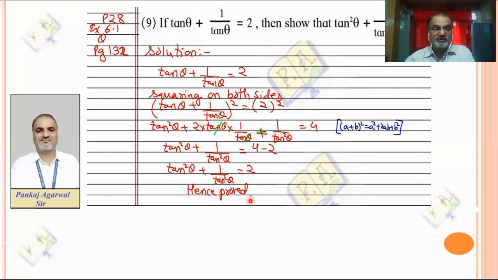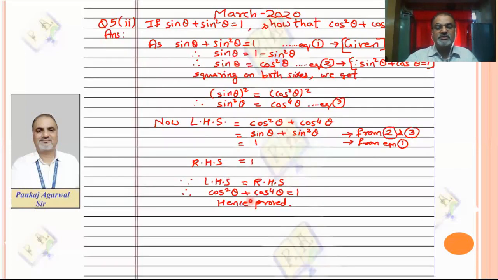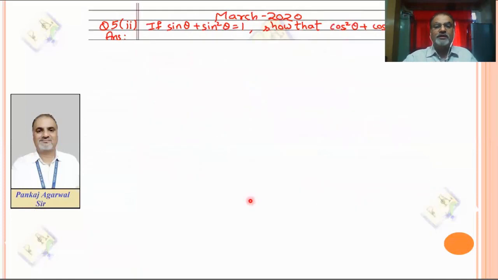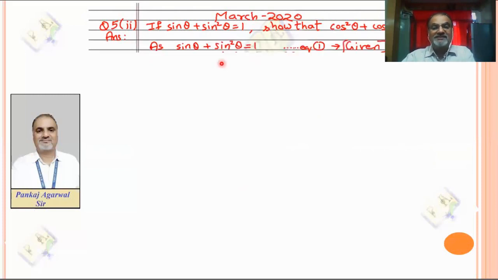Now, this was given to prove. A similar question was asked in March 2020, question number 5, sub question 2 in the March 2020 paper for 3 marks. If sin theta plus sin square theta equal to 1, show that cos square theta plus cos raised to 4 theta equals 1.